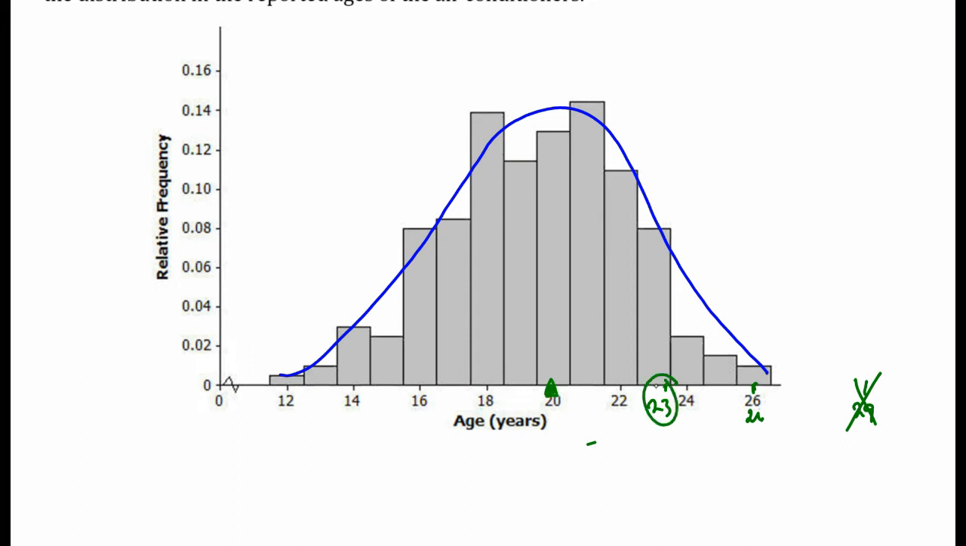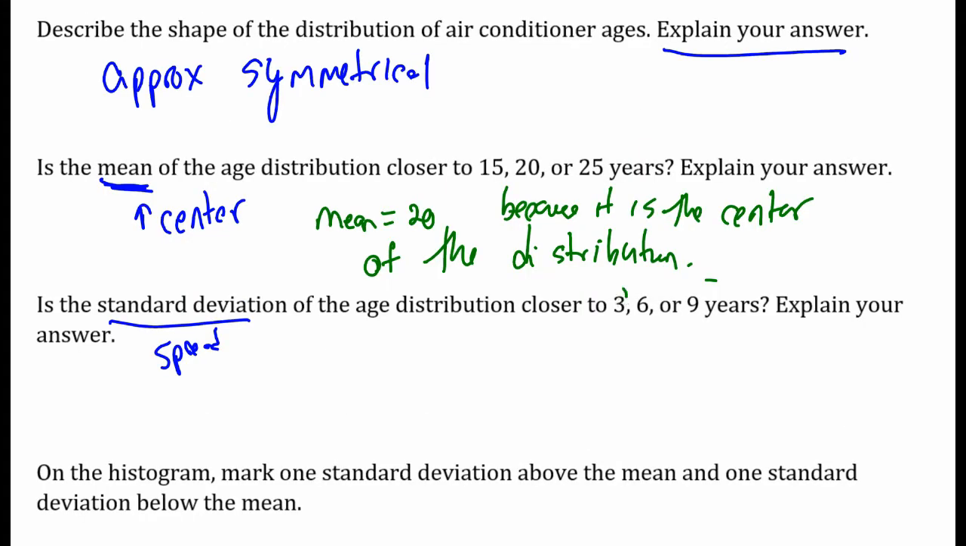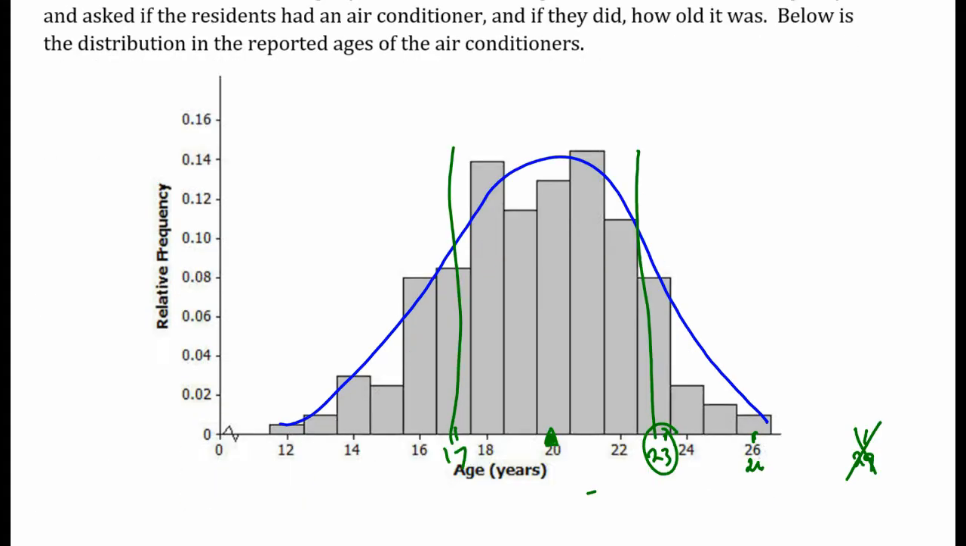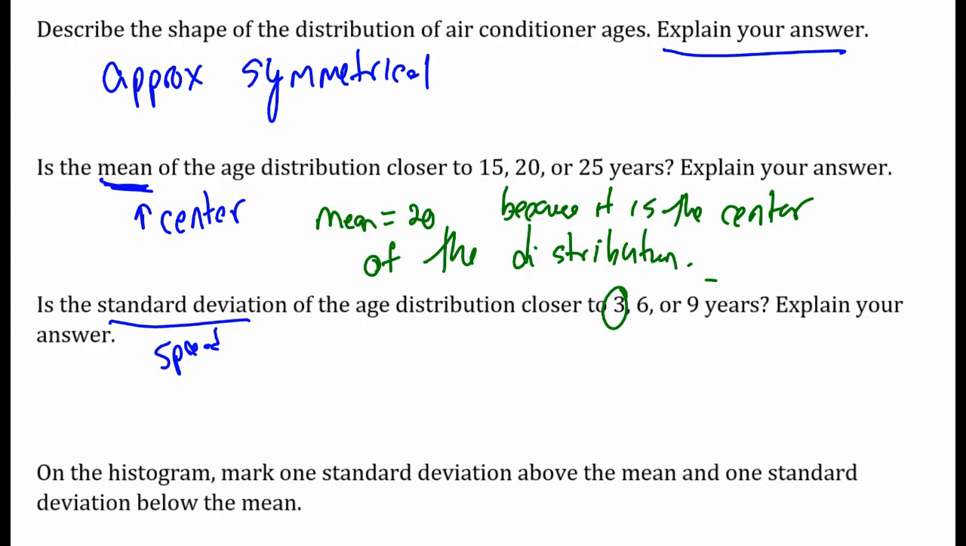I'd say the typical is 23 because that captures that middle portion. If I draw those bars in there, that's 17 and 23. That captures the middle, that represents the typical measures around that center. So I'd say the standard deviation is 3. And you can explain how you got that: if I go up 3 and down 3, that represents the typical measure of the distribution. 6 and 9 are too big.